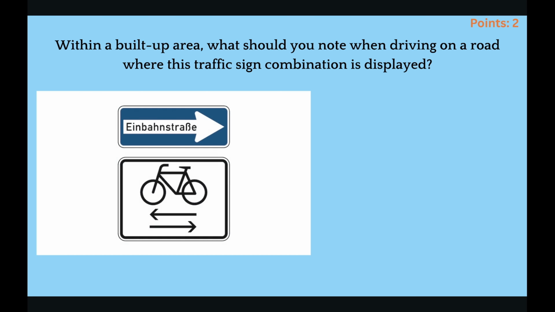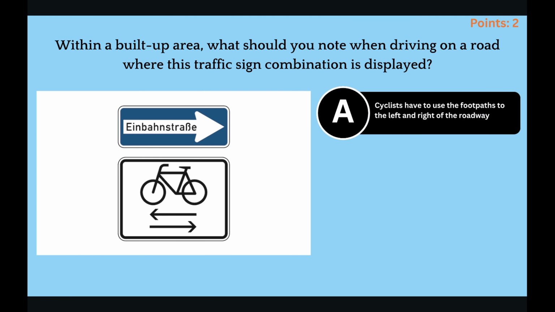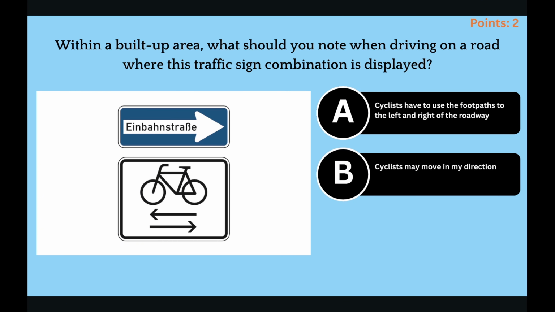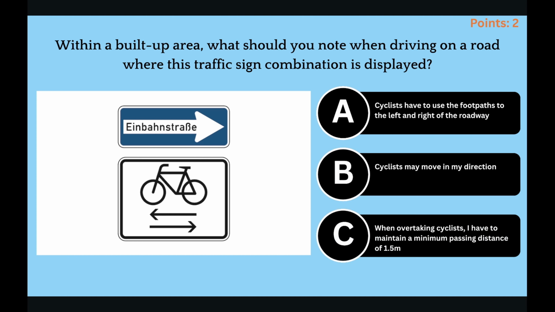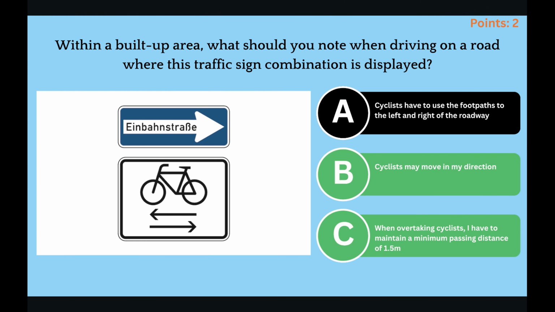Within a built-up area, what should you note when driving on a road where this traffic sign combination is displayed? A. Cyclists have to use the footpaths to the left and right of the roadway. B. Cyclists may move in my direction. C. When overtaking cyclists, I have to maintain a minimum passing distance of 1.5 meters. The correct answers are B and C.